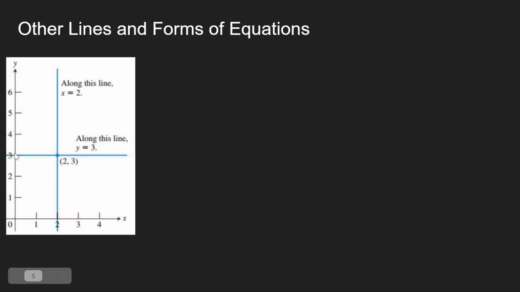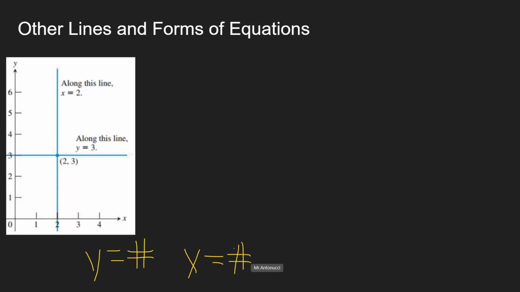For example, a horizontal line always has the form y equals a number, and there is no x variable in the equation. That's going to give you a horizontal line, and you just draw it at the height of whatever the number is. In the example there, it's y equals 3. Similarly, a vertical line always has the form x equals a number. And it's just a vertical line drawn through the x-axis at the point whatever that number is. And they just showed the intersection point of the two lines here.